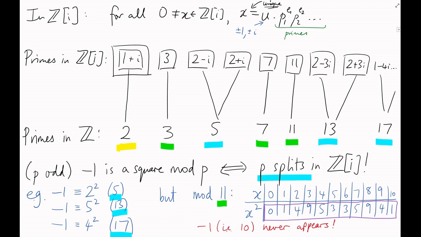So minus 1 is not a square modulo the inert primes. So it seems as though the splitting of a prime in Z[i] has something to do with squares modulo that prime. This isn't a coincidence, but before we can explore it fully, we have to lay the groundwork.